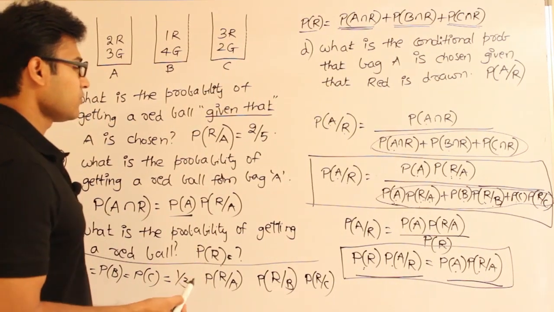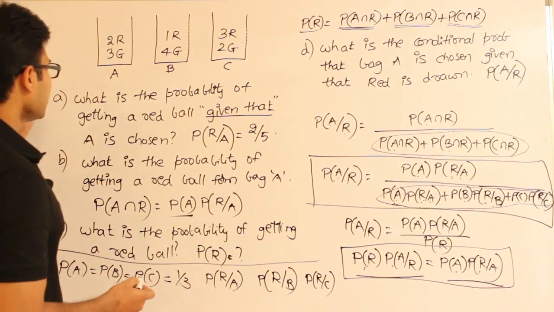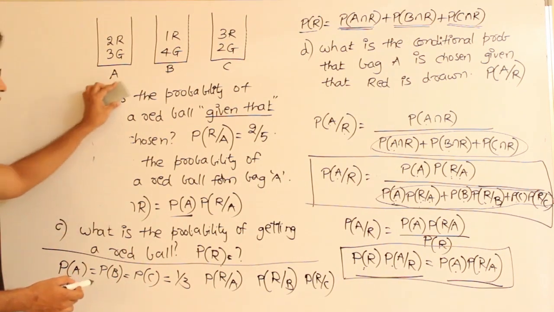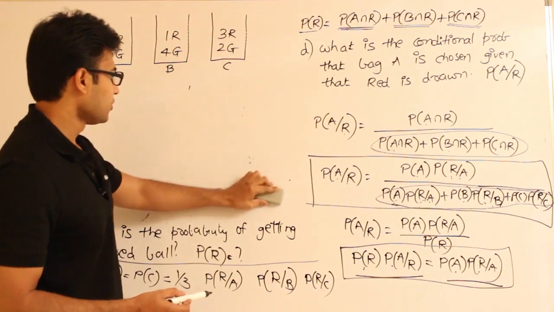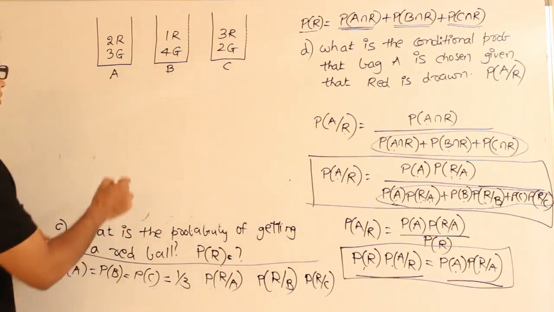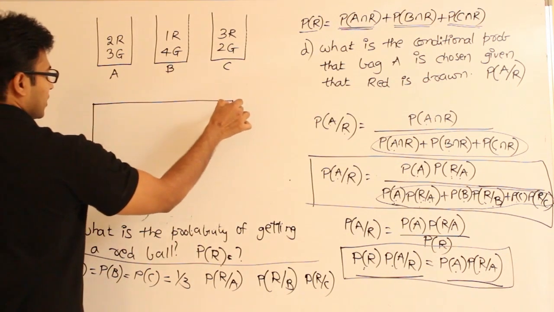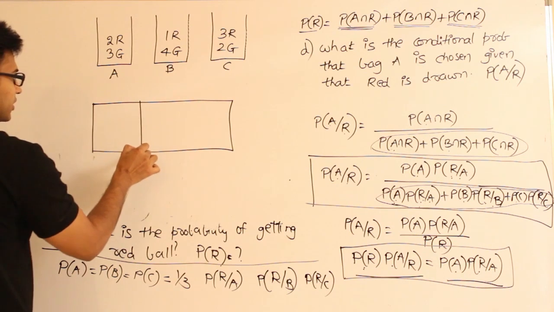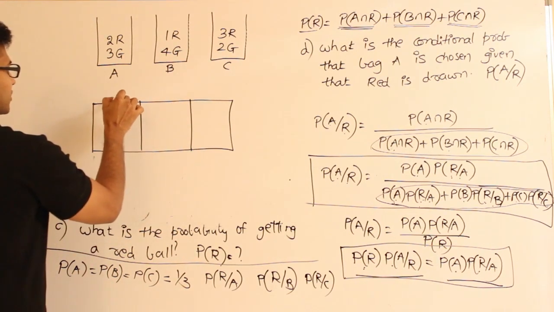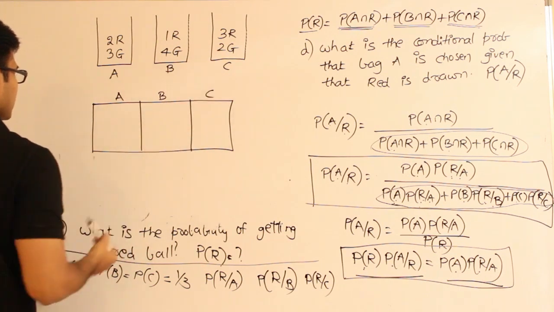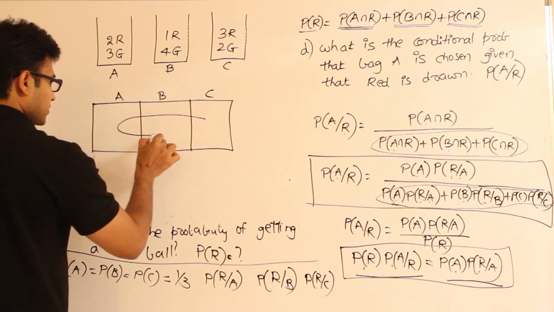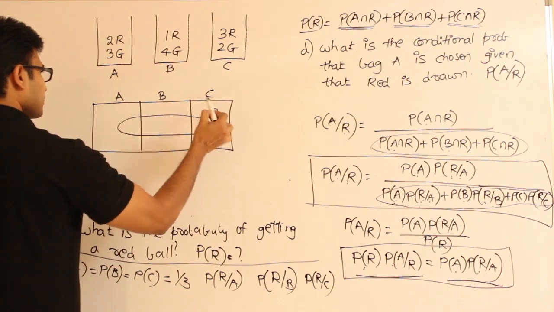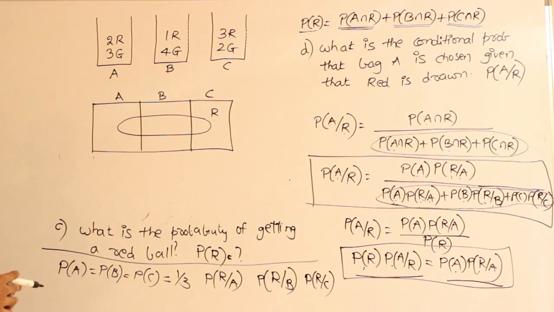Now let's see one other way of deriving the same fact. Let us say, how did we get this reverse probability? See, initially we know that we have divided this sample space into three events, isn't it? One is event A, which means picking up bag A, then bag B, and bag C. And then our required event of getting a red ball is actually spread across these three events. This is R, right?